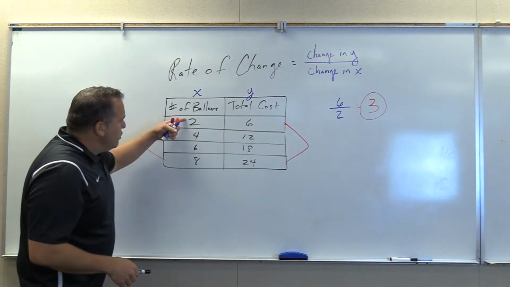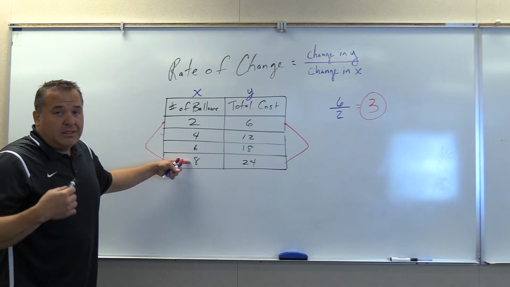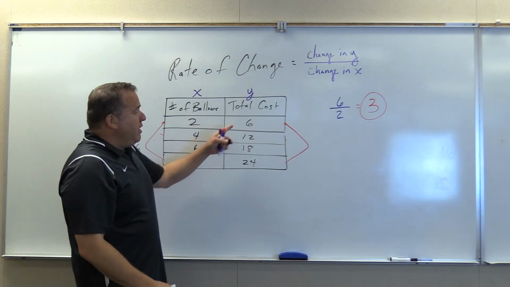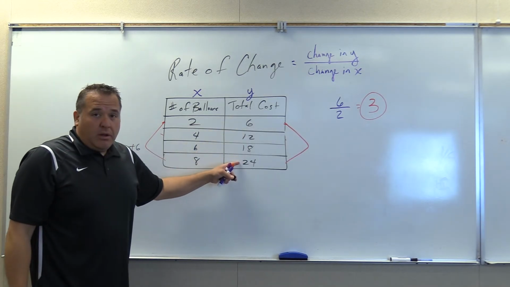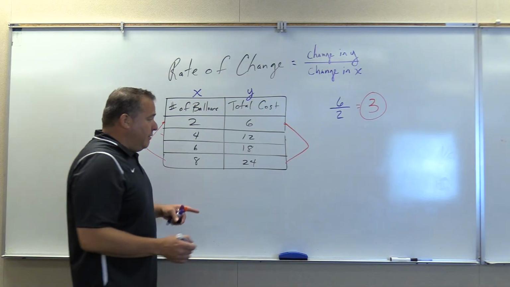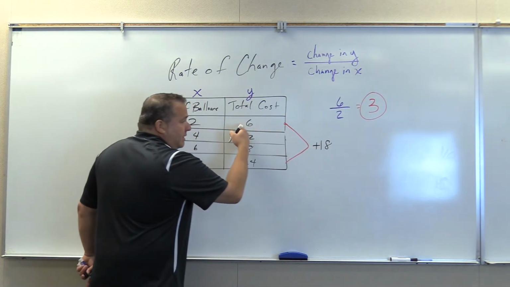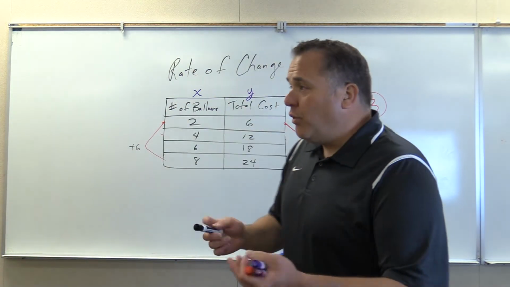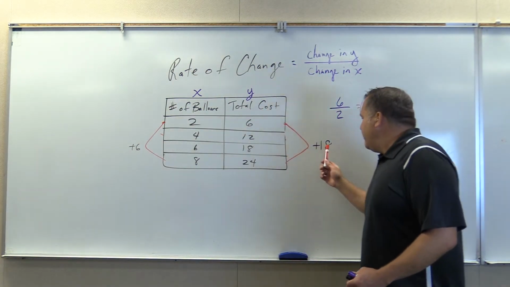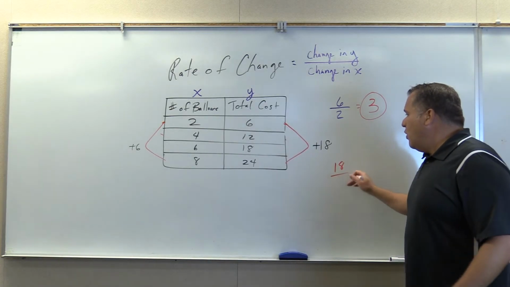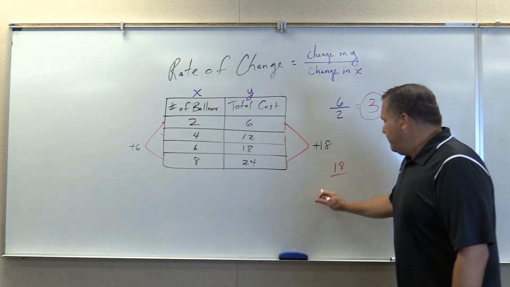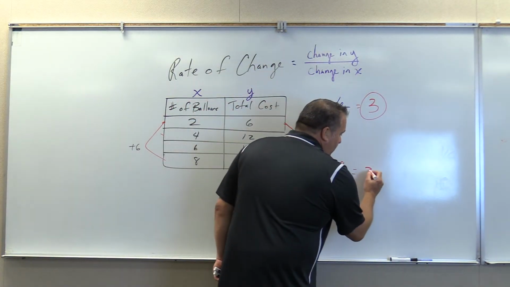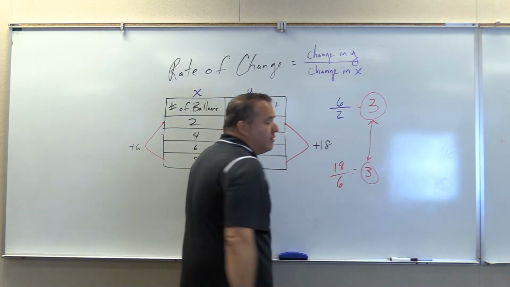Watch. What are you doing to 2 to get 8? You're adding 6, right? 2 plus 6 is 8. What are you doing to get from 6 to 24? You're adding 18. Right? 6 plus 18 is 24. Now, let's see what our rate of change is. What's our change in y? It's 18 over, what's our change in x? It's 6. People, what's 18 divided by 6? It's 3.